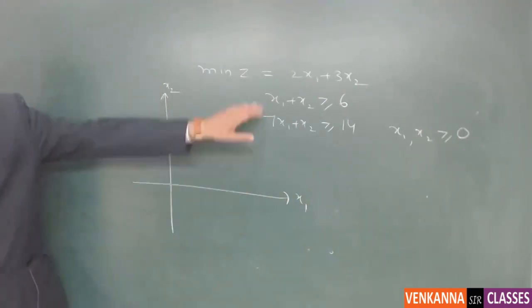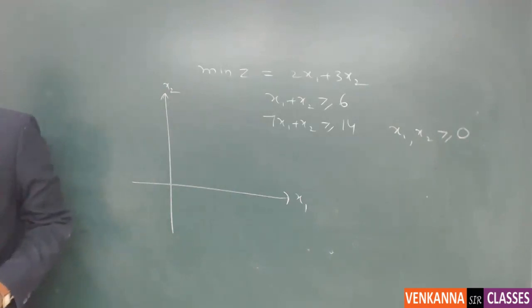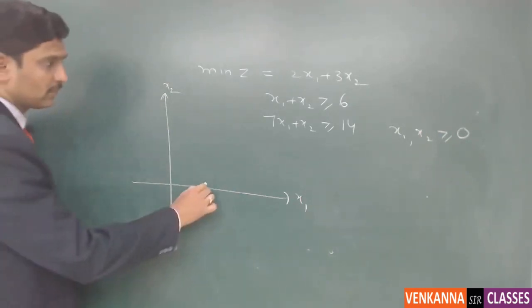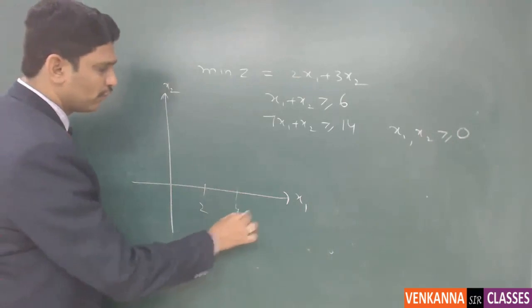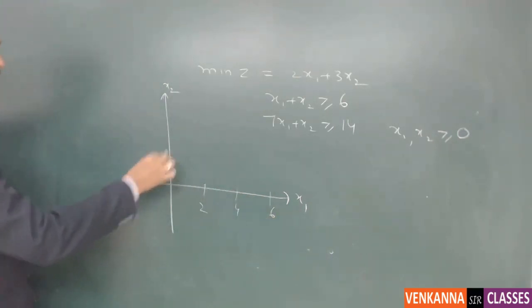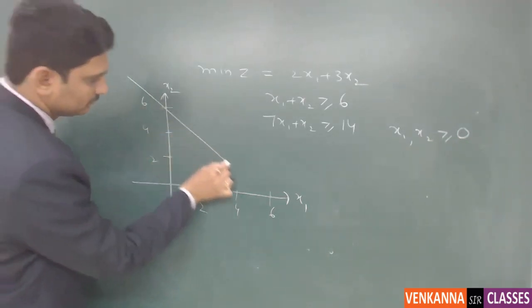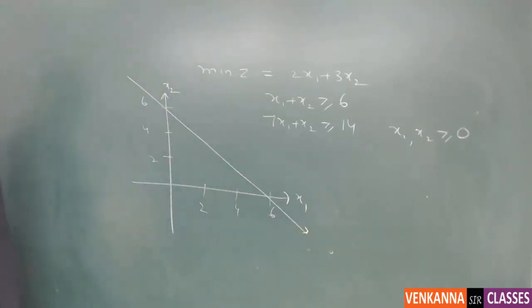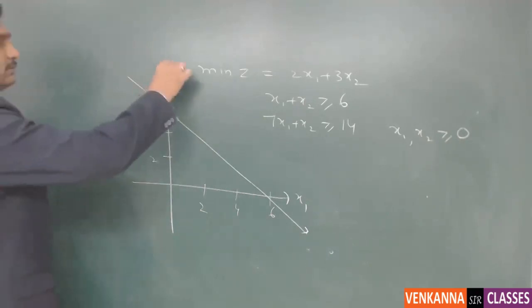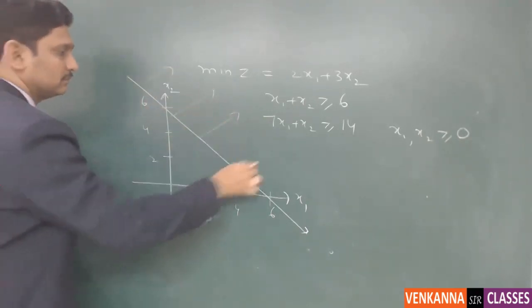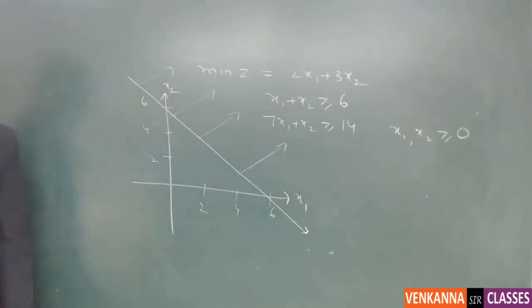So can you give the points for the first one? 6, 0 and 0, 6, isn't it? Right? So you can take obviously 2, 4 and 6. The straight line comes like this, and since it is greater than or equal to, the points are coming upwards. Accepted all?